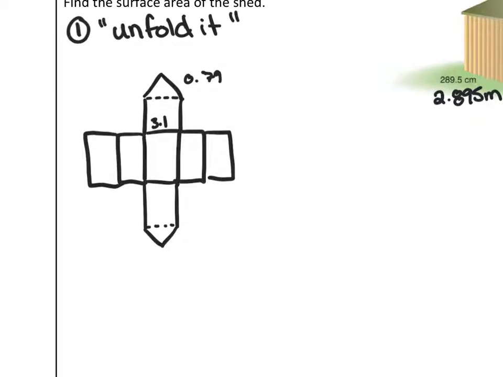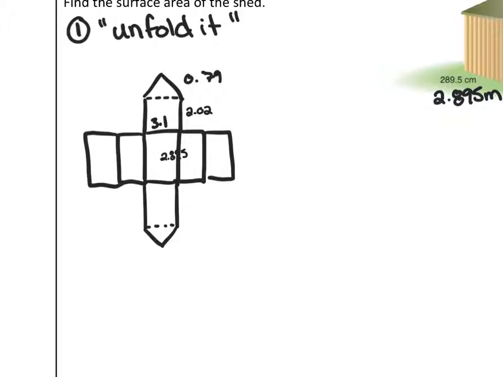Let's zoom in a bit. Along the side here is the 2.895. And then this part that goes up is the 2.02. So that helps us see where everything is. Okay, so let's start.